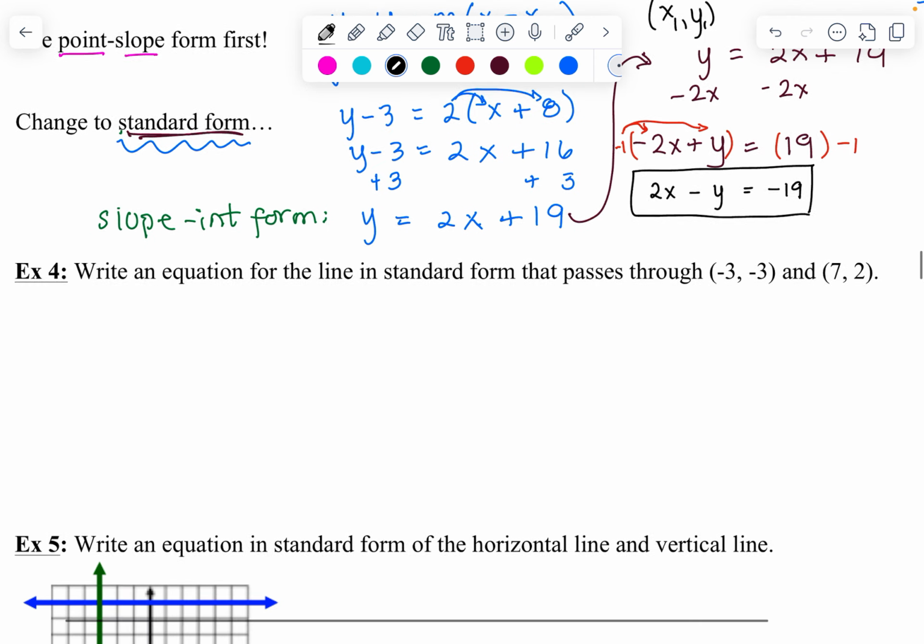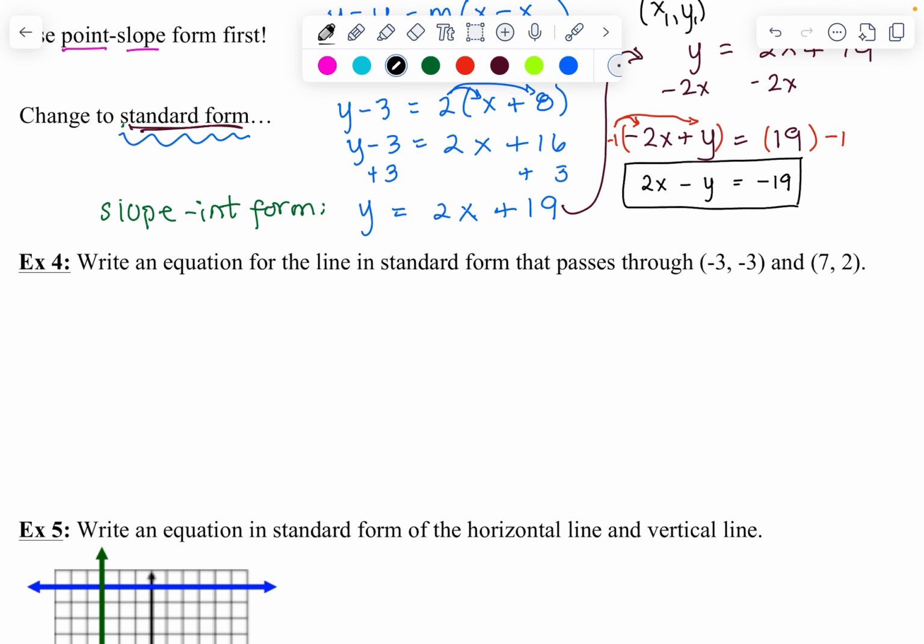Okay. Now we're going to do the same. We're going to write an equation for the line in standard form that passes through these 2 points. So, step 1, let's find slope. We need slope. Remember, your slope formula is y sub 2 minus y sub 1 all over x sub 2 minus x sub 1. Label your points if it helps, darlings.